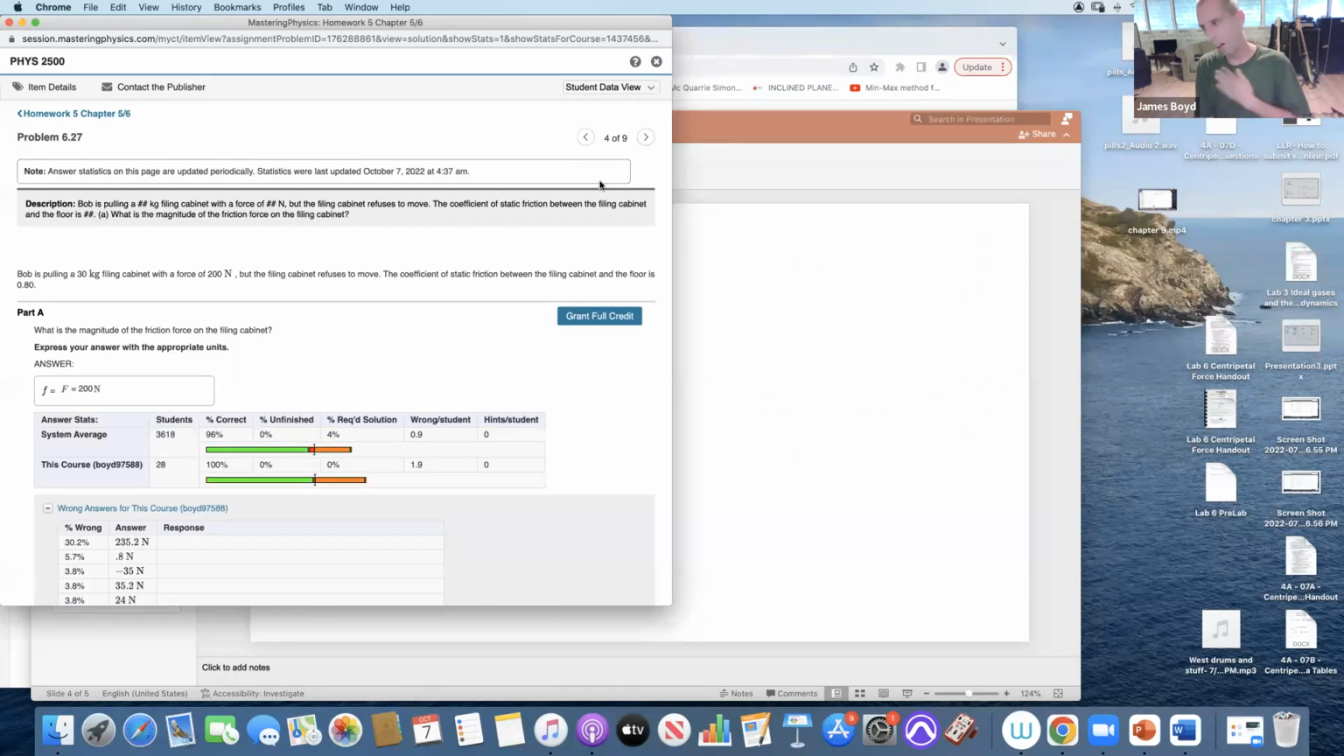And there is in our textbook a bunch of elevator problems, if you want some more on that. Now, this is a friction problem. More importantly, it's a static friction problem.